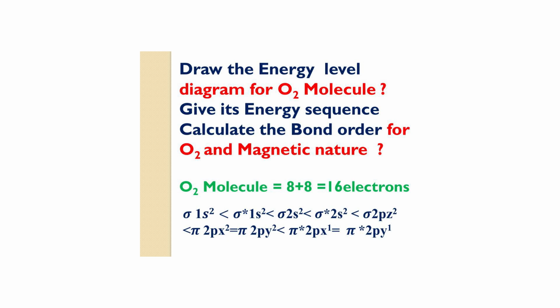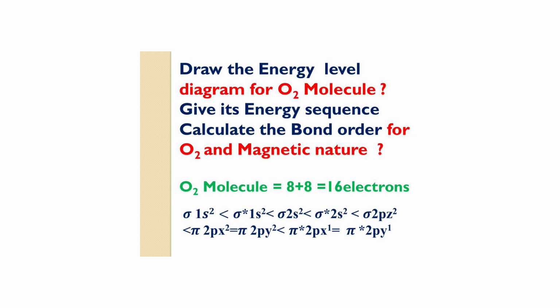So, the energy sequence is sigma 1s2 less than sigma star 1s2, less than sigma 2s2, less than sigma star 2s2, less than sigma 2pz2, less than pi 2px2 equal to pi 2py2, less than pi star 2px equal to pi star 2py. Pi star 2px and 2py get 1 electron each according to Hund's rule. That is a total of 16 electrons. The outermost electrons contain unpaired electrons, that is, singly occupied orbitals. Hence, it is paramagnetic in nature.